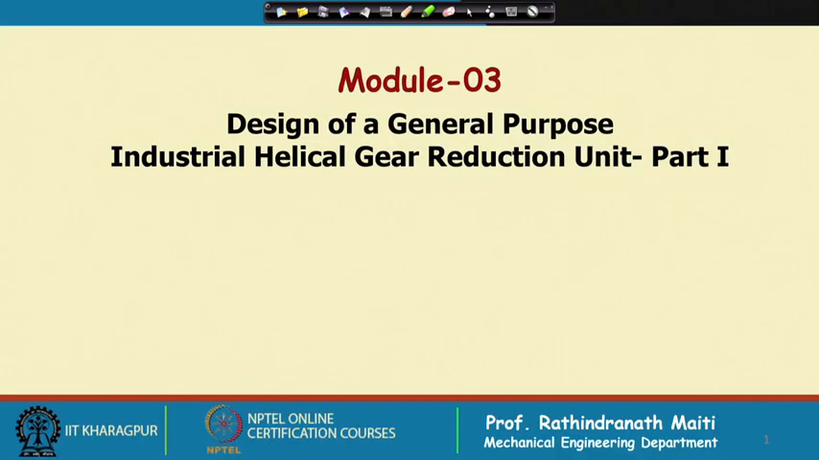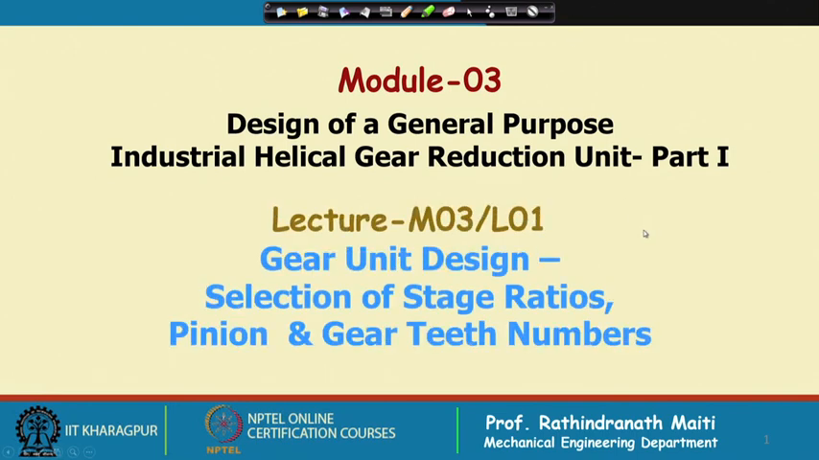In module 3, we shall start with the design of a general purpose industrial helical gear reduction unit, and module 3 is the part 1. Our first lecture will be on gear unit design, selection of stage ratios, pinion and gear tooth numbers.